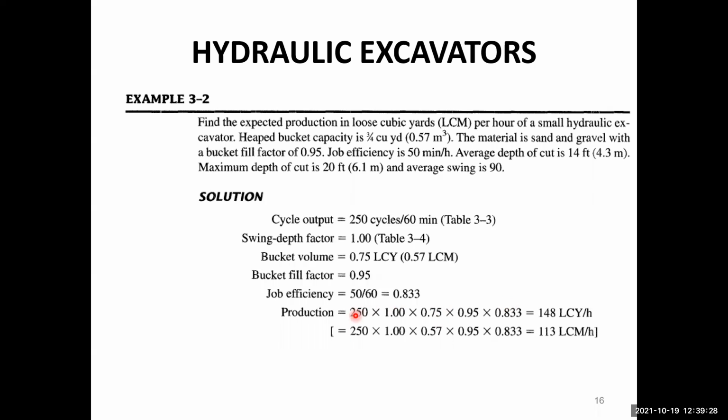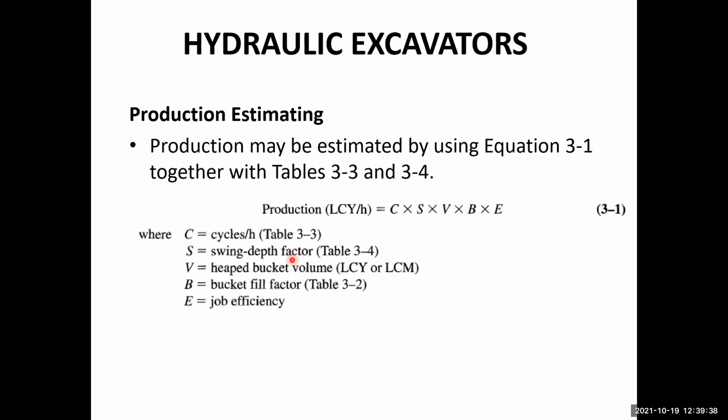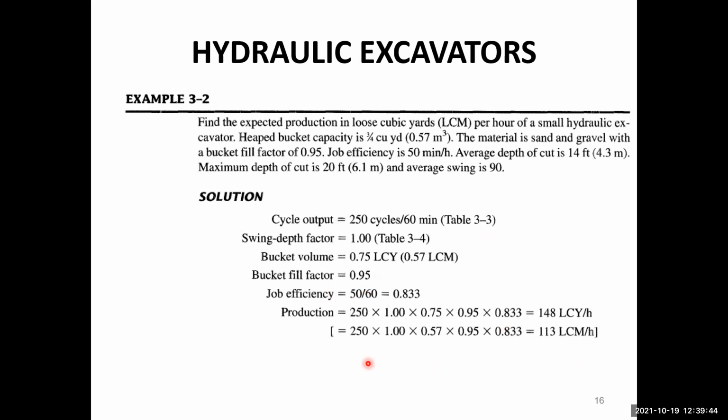So C, S, V, and B. B is the bucket fill factor, so we have to multiply it by B. Everything will be multiplied together: 250 by 1 by 0.57 multiplied by 0.95, 0.833. In this case, we will get about 113 loose cubic meters per hour as the production of the hydraulic excavator.